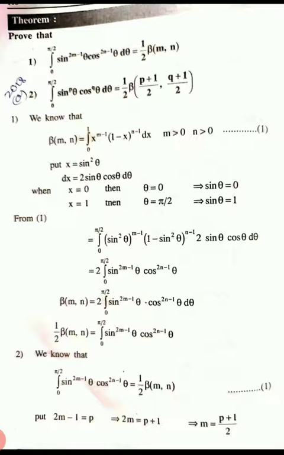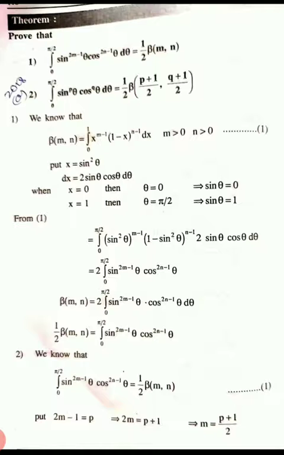That's why if x equal to 0, then sine square theta equal to 0, so theta is 0. Okay, put x equal to 1, then what is theta? Pi by 2. That means sine pi by 2 is 1. Only when theta equal to pi by 2, sine theta is 1. That's why theta is pi by 2. And the limit changes from 0 to 1 to 0 to pi by 2.